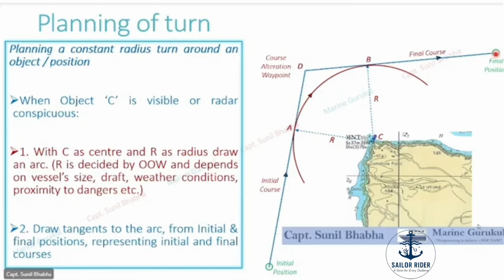When we have an object which is visible to us or an object which is radar conspicuous, using that object we can plan our turn and we can find out our initial and final courses. Any doubts up to here, beta? Very good, beta. Great.